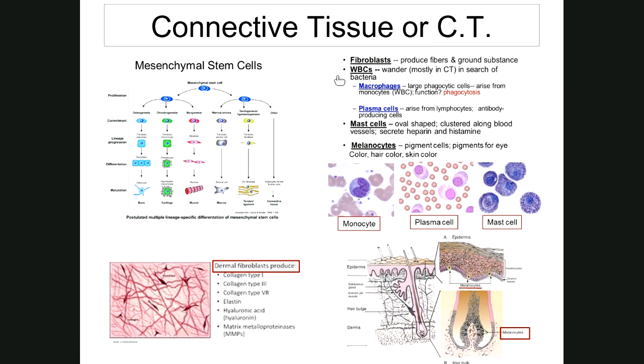They do not occur on free surfaces. Okay, connective tissues do not appear on free surfaces. Connective tissues contain cells, fibers, and a background matrix or ground substance, something that the cells are sitting in. So fibers, cells, and some type of a material that the cells are sitting in.